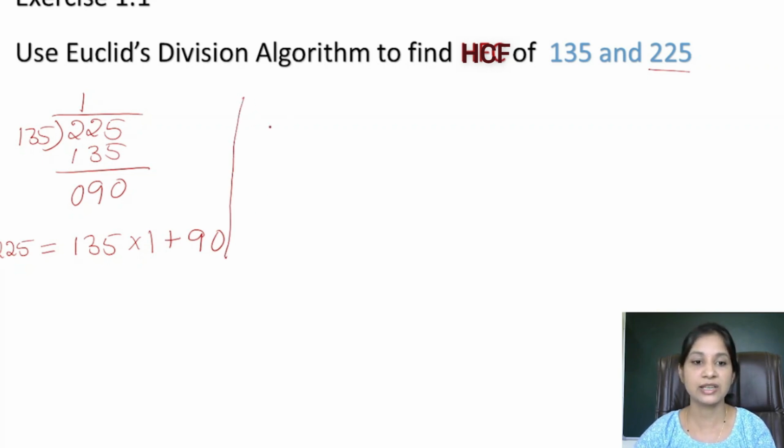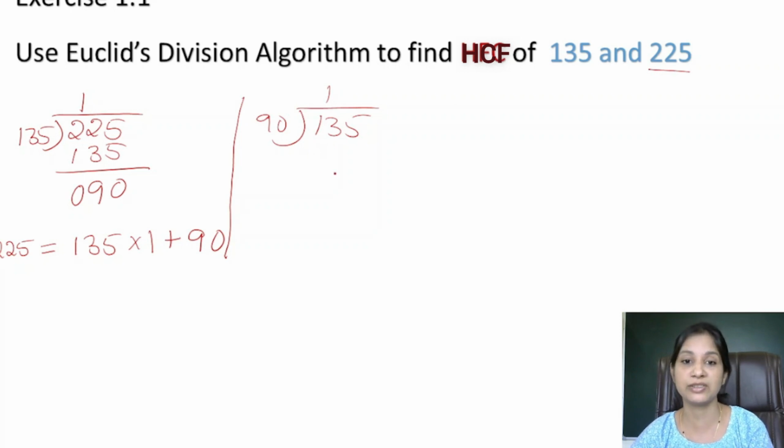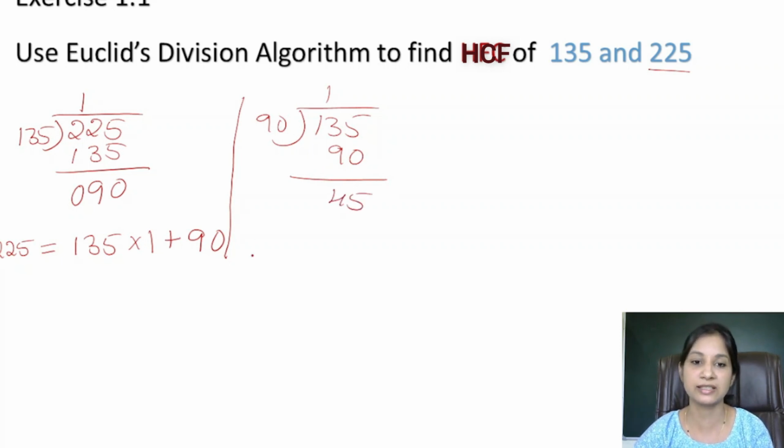I'll go for the second step. Now we obtain 135 and 90. So 135 by 90. 90 ones are 90, I can't go for 90 twos, it will become 180, right? So 90 only I can write. How much will remain? 45 will remain. This is the remainder, this is the divisor. How can I write 135 then? 135 equals 90 multiplied by 1 plus 45.